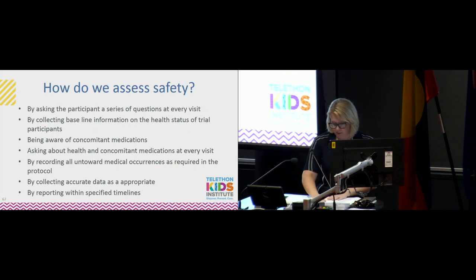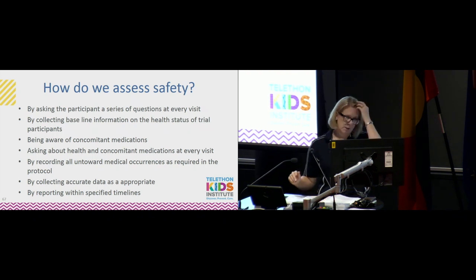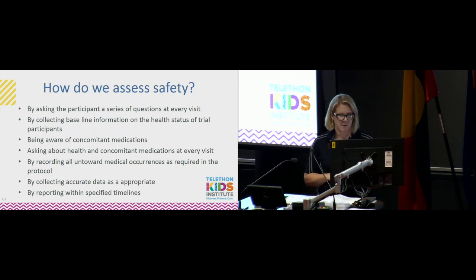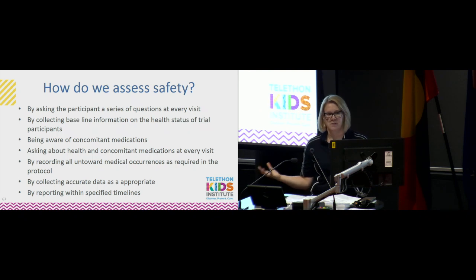It's a part of the process that will be within your protocol, and you are seeking to understand from the participant how they are, with a series of questions at every visit. You collect baseline information right at the start from a participant, and then you are looking to see if anything has changed. Okay, and that would be a potential indicator of a change in safety or an adverse event.